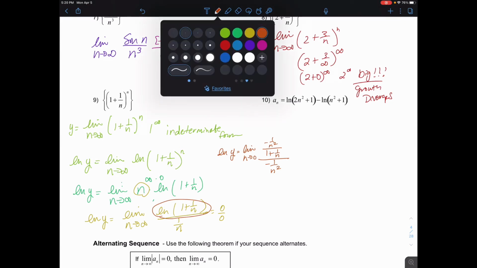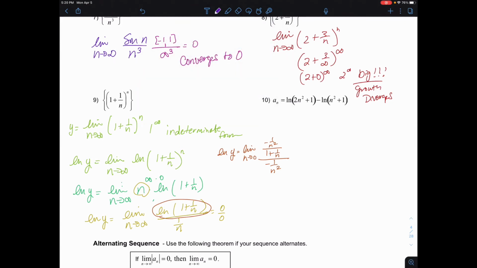So now what happens? Those -1 over n squareds cancel out, and I end up with ln of y equal to the limit as n goes to infinity of 1 over 1 plus 1 over n. Well, let's plug in infinity here, and that's going to make that 0. So we're going to have ln of y is equal to 1. Take e to both sides. e and ln cancel out. y is equal to e to the first power. So this thing is converging to e.